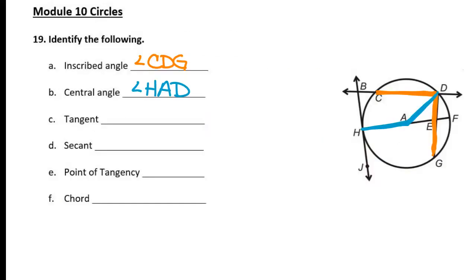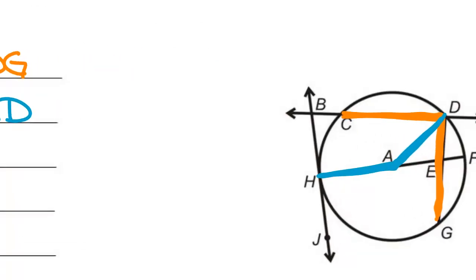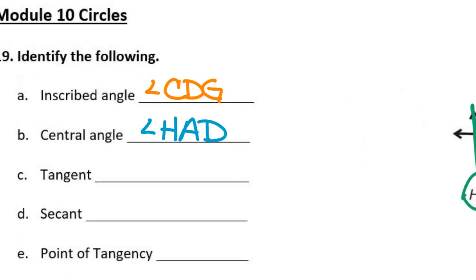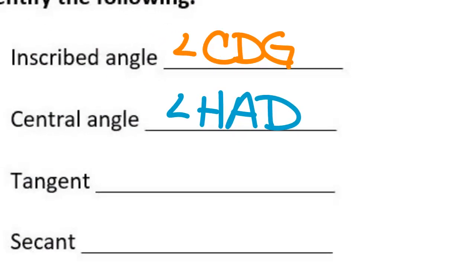A tangent line touches the circle in exactly one place. So this right here, this line, only touches the circle right here. So I can call that line BH, line HJ, or line JB. I'm going to call it BH. And it is a line, so I put my arrows over the top. That point that I circled, where the tangent line is touching the circle, is called the point of tangency.